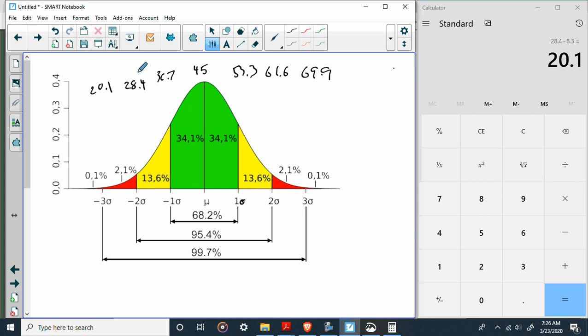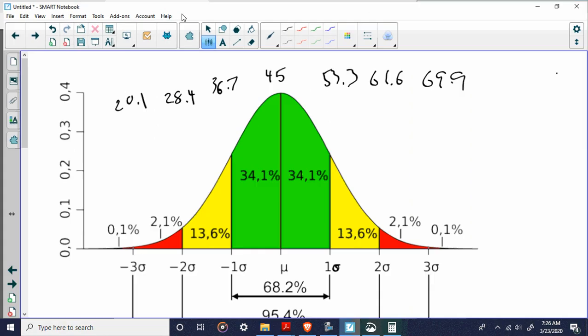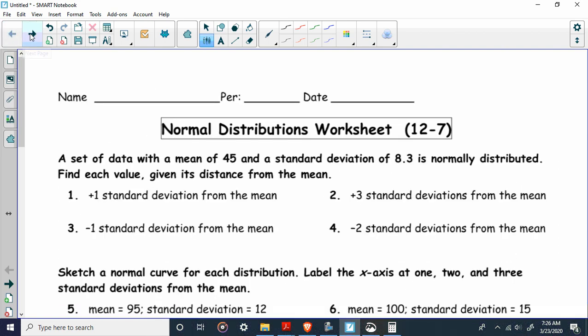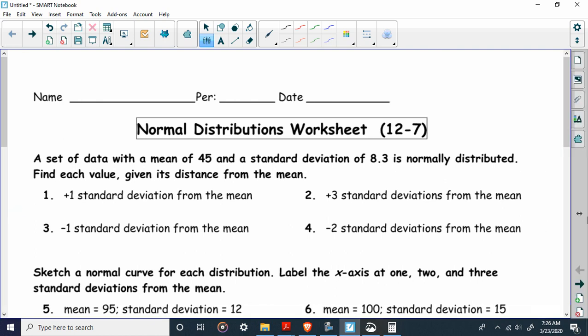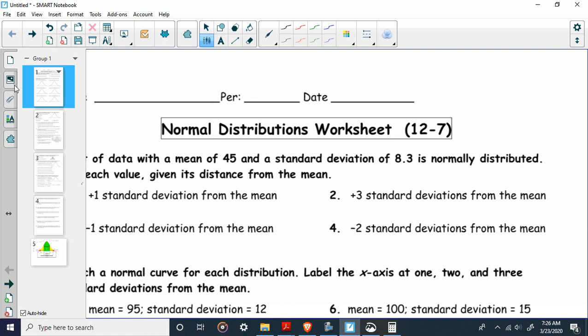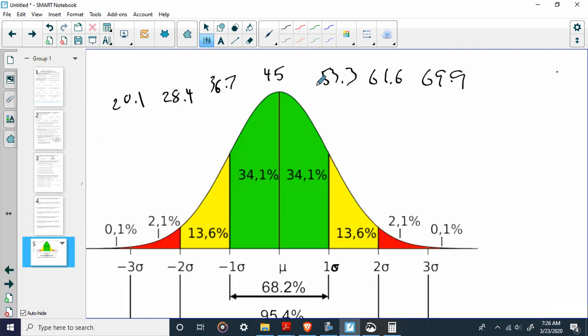Okay. So what do they want to know? What's 1 standard deviation above?